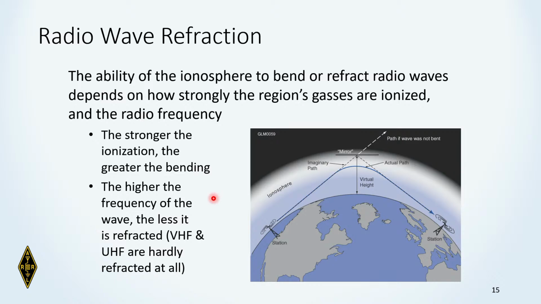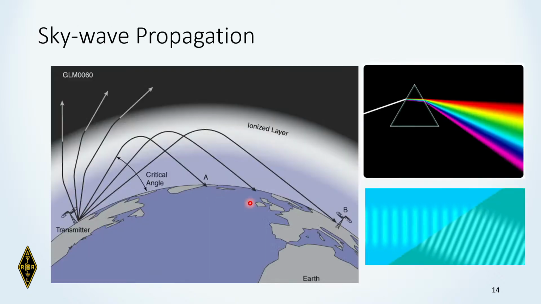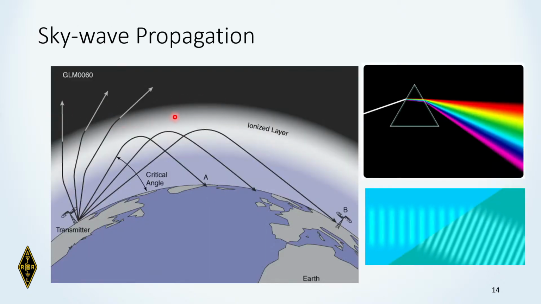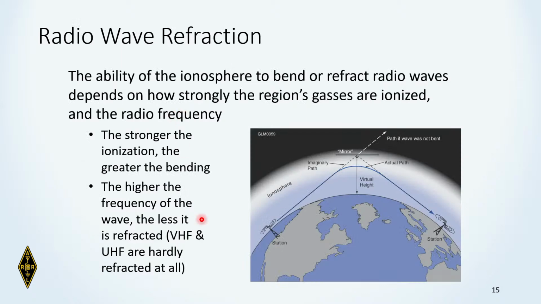The higher the frequency of the wave, the less it is refracted. Remember the previous one, we saw that signals were actually going off into space. The higher the frequency of the wave, the less it is refracted. VHF and UHF are hardly refracted at all. That's why we never talked about long distance skip on 2 meters and above. There are some weird effects that can happen there, but we won't be getting into those.